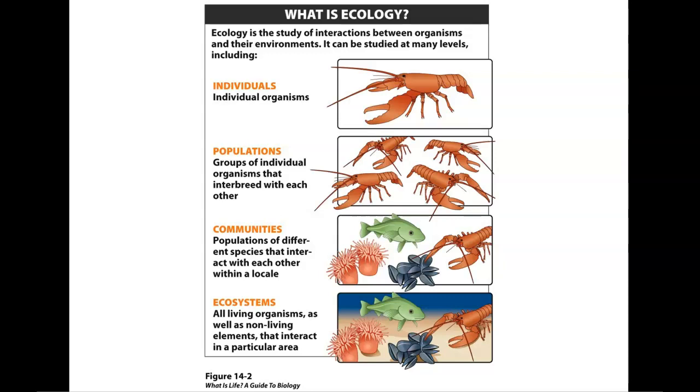You can have a population, and that's going to be the study of groups of individuals of organisms that interbreed with each other. It's going to be concerned with how populations change over time, and so this will include things like growth rates, distribution, and genetic composition. Next, we have communities. That's going to be the study of populations of different species that interact with each other within a locale. And then you have ecosystems. That's a study of all living things and non-living elements that are interacting in a particular area.